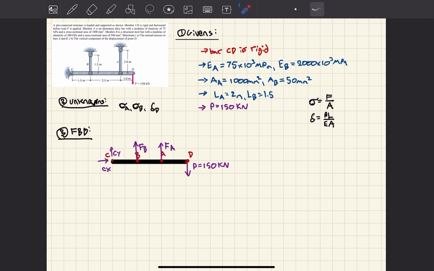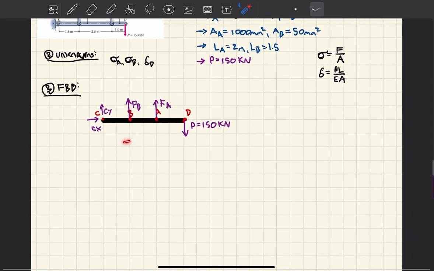Okay, my goal is to find the force B and force A. Why? Because I eventually want to find the stress A, the stress of bar A and the stress of bar B. And to do that, I need the forces as indicated with the equation. I already have the areas, right? How can I go about doing that?